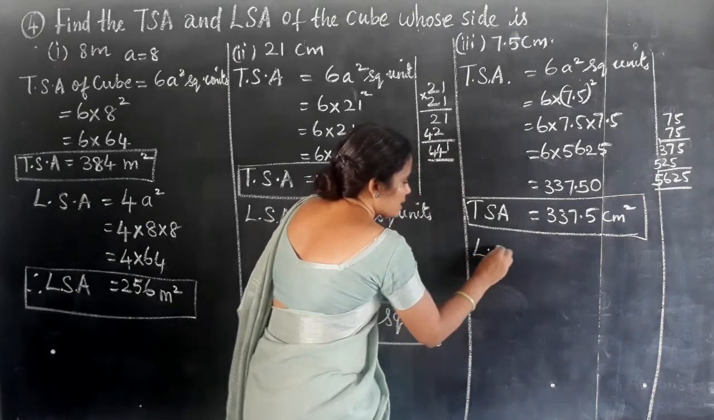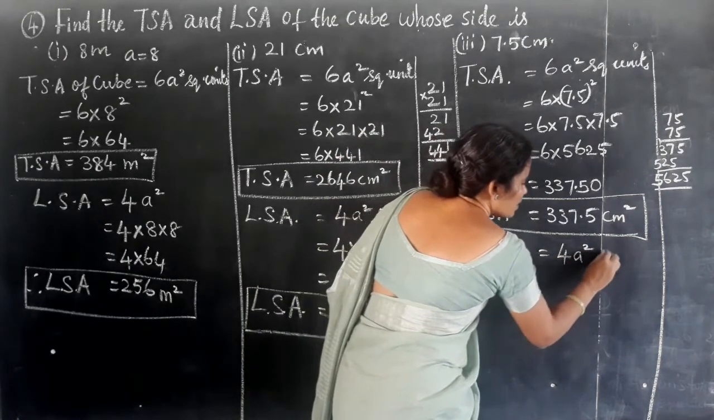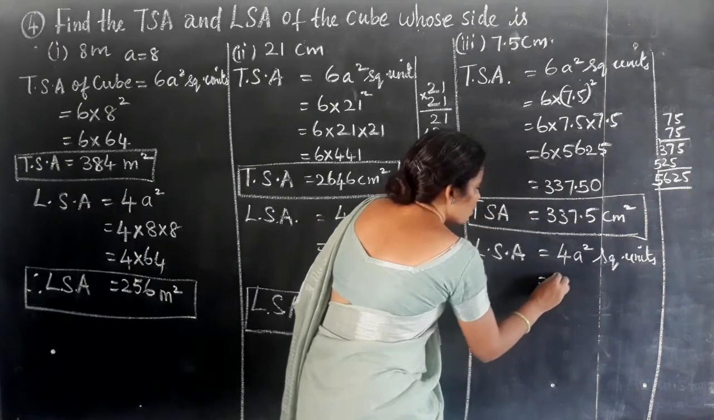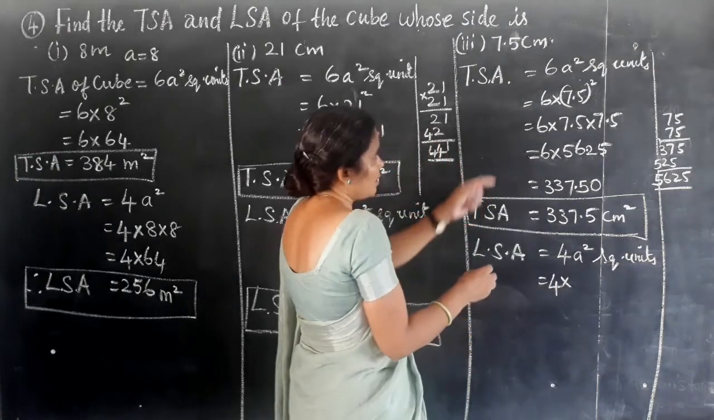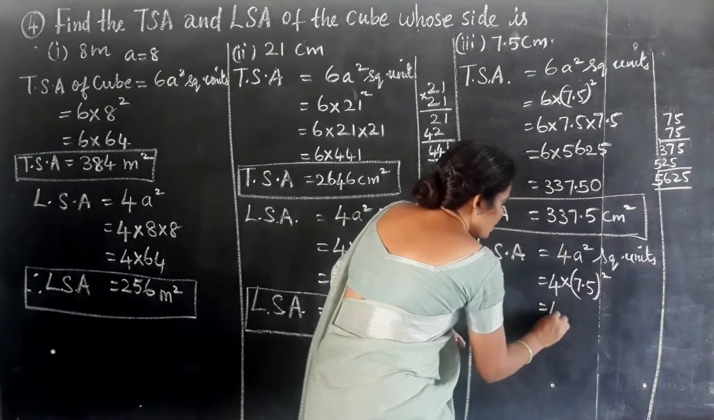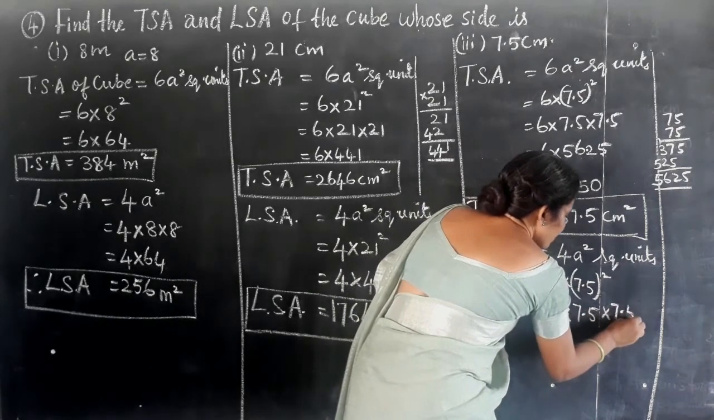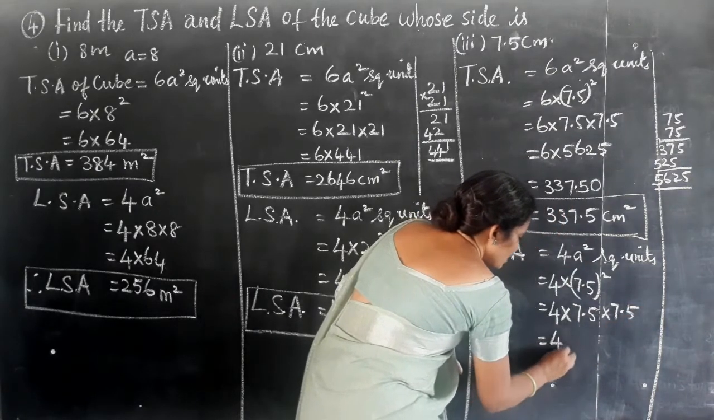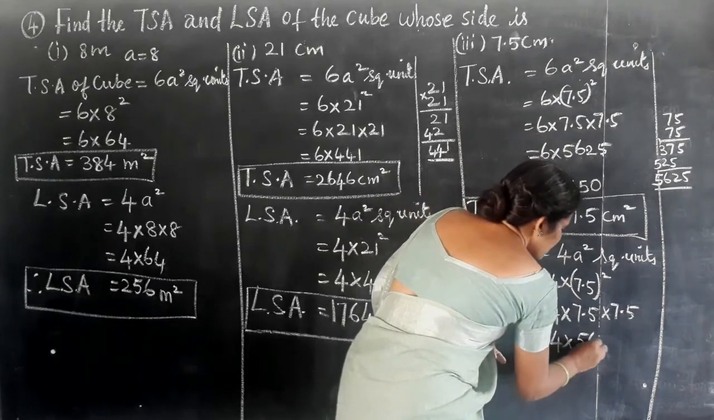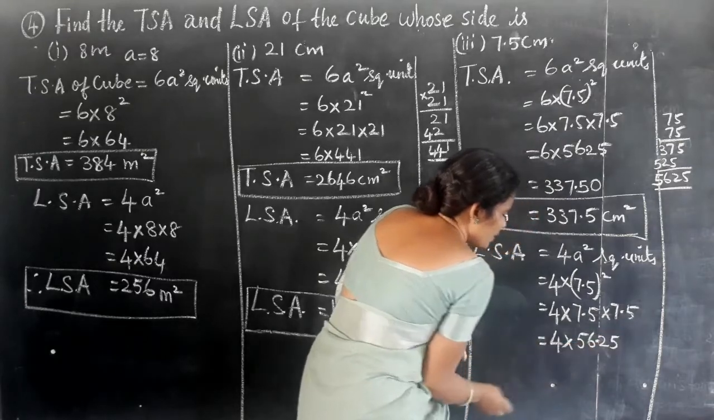Okay, and LSA of a cube is equal to 4a square units. Okay, 4 into a square. A square is 7.5 square. So 4 into 7.5 into 7.5. You get 5625, that is 2 places, 56.25.